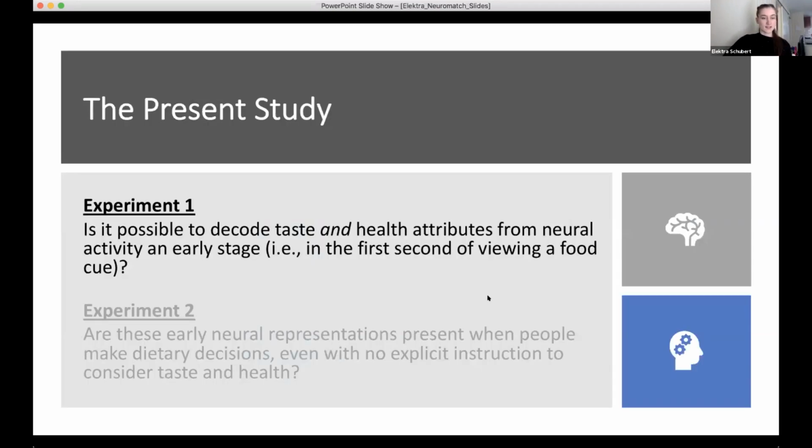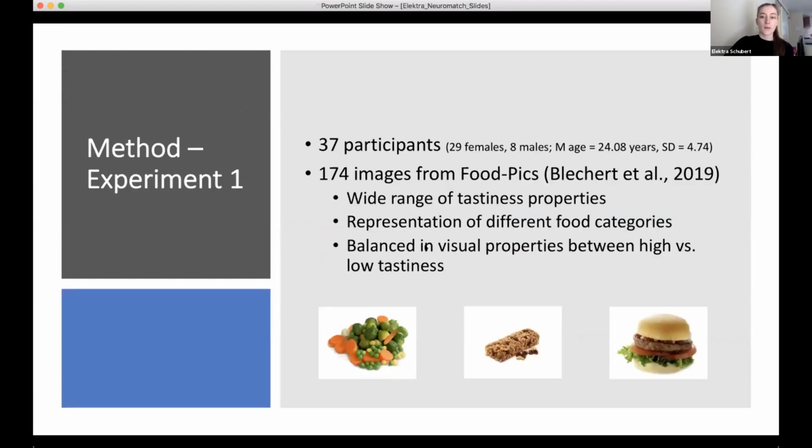That's why in our study, we decided to conduct two experiments to see whether it was possible to decode both of these attributes from brain activity during the first second of people viewing a food cue. In experiment one, we had 37 participants, and they viewed 174 images of foods from this FoodPix database. Here are some example images. We chose the images so that they varied a lot in both tastiness and healthiness. So there was representation from lots of different food categories.